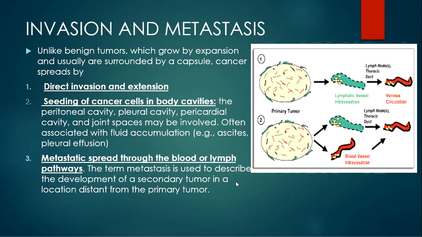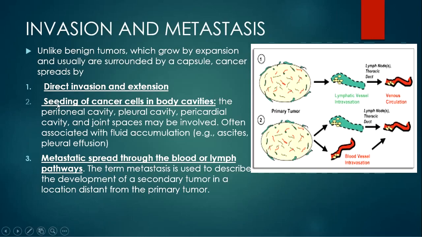As you all know, this is a property of cancers. Unlike benign tumors, which are more localized and also surrounded by a capsule, cancers have a property in which they can invade and extend into the surrounding tissues. So this occurs by direct invasion and extension, number one.